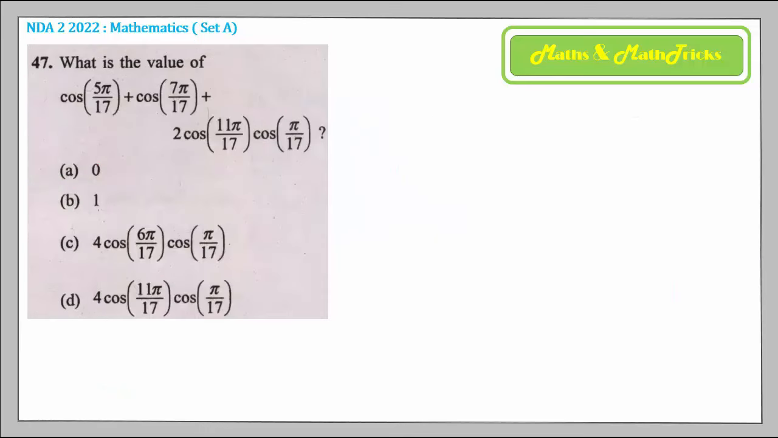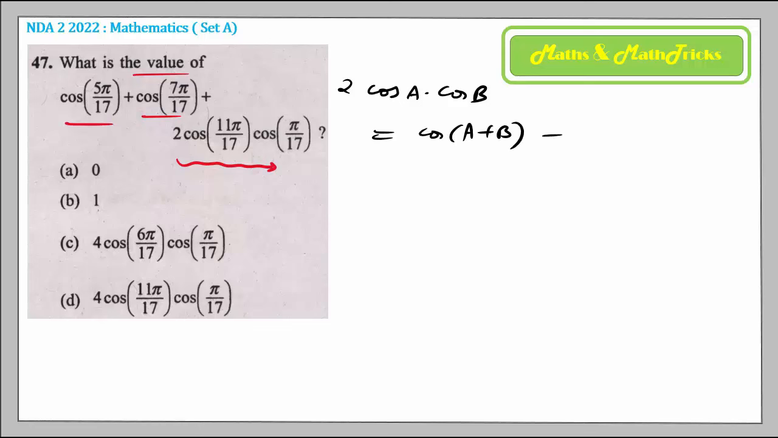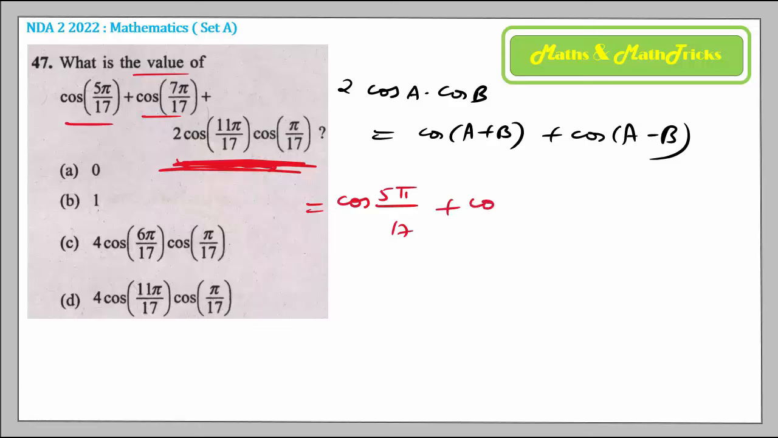In this question you are asked the value of this expression: cos of 5 pi by 17 plus cos of 7 pi by 17 plus 2 times cos into cos. 2 times cos A into cos B formula: 2 cos A cos B is the resultant of cos of A plus B plus cos of A minus B. So if you apply this formula to the second term, where there is a product of 2 cos, you will get the simplified form as cos of 5 pi by 17 as it is, plus cos of 7 pi by 17 as it is, plus 2 times, this is your angle A and that is your angle B. So 2 cos A cos B, I am applying this formula here.